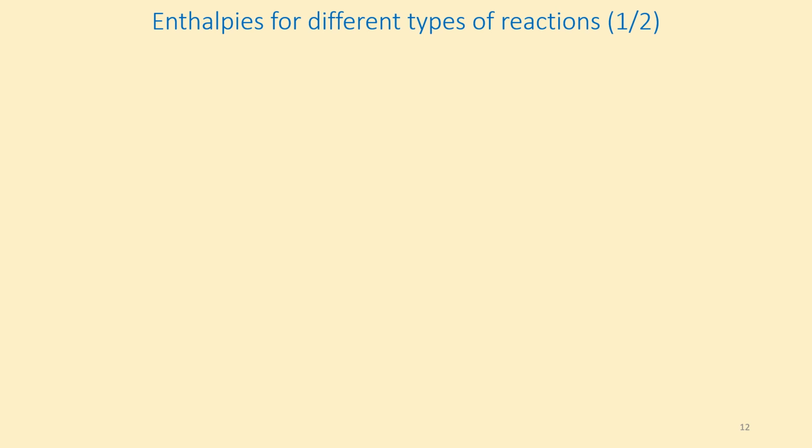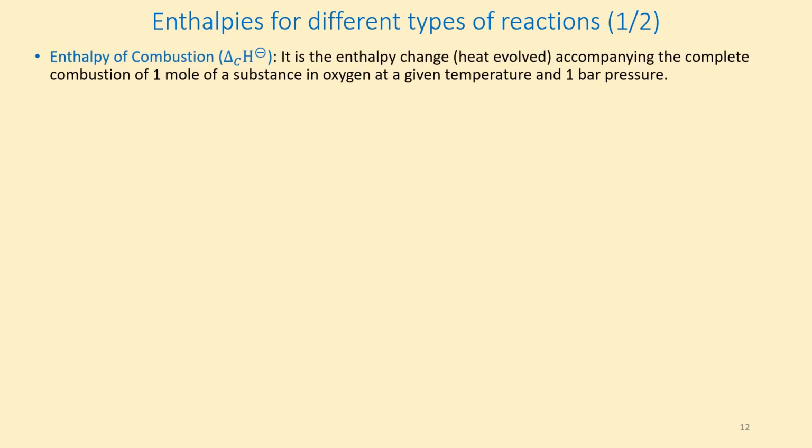Enthalpies of different types of reaction. Enthalpy of combustion. It is the enthalpy change, that is, heat evolved, accompanying the complete combustion of 1 mole of substance in oxygen at a given temperature and 1 bar. Example, C2H5OH in liquid state plus 3O2 oxygen gas combine to form 2CO2 gas plus 3H2O liquid, and delta c H naught, that is the enthalpy of combustion, is equal to minus 1365.6 kilojoules per mole.